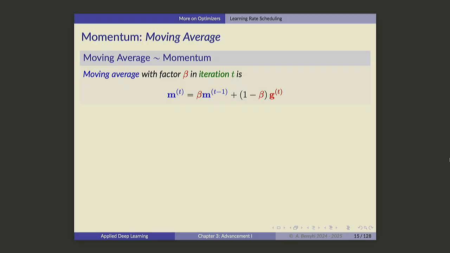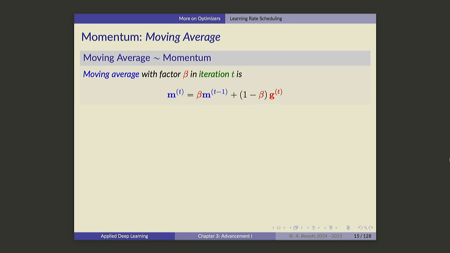So beta is a value between 0 and 1. So what is it? 1 minus beta times G1, right? So the first guy is 0, so it's going to be 0 plus 1 minus beta G1, right? Correct? OK. Now, what about M2? What is it?